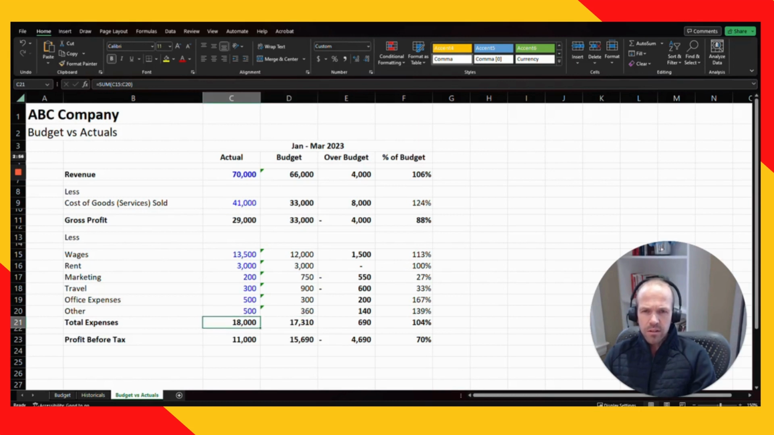And what does that lead to? Well, even with the higher revenue, you kind of get a bit of a double whammy from cost of goods sold being higher and the total expenses being higher. So your actual profit before tax is 11,000 versus 15,690 that you had budgeted.